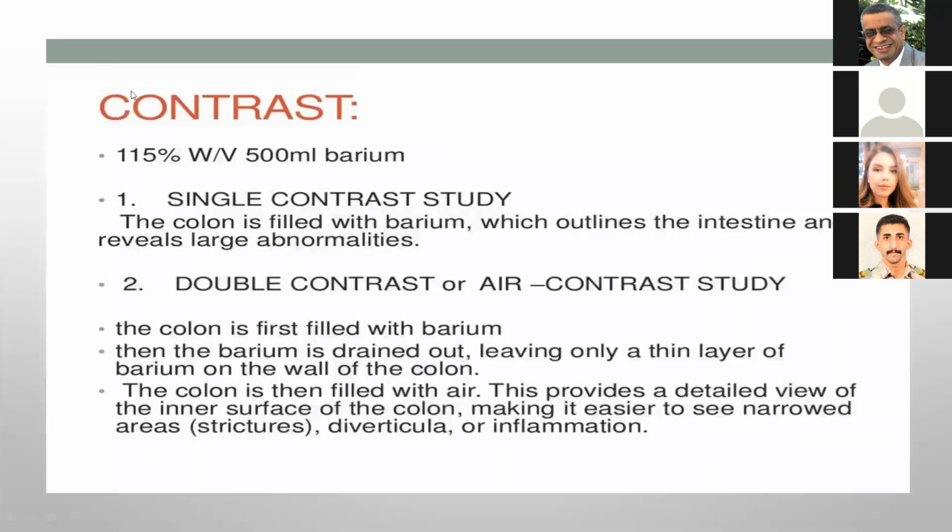For contrast, low-density barium is used, 150% of 500 ml. In single contrast, the colon is filled with barium, which outlines the intestine and reveals large abnormalities. In double contrast or air contrast study, the colon is first filled with barium, then the barium is drained out, leaving only a thin layer of barium on the wall of the colon. The colon is then filled with air. This provides a detailed view of the inner surface of the colon, making it easier to see lesions such as strictures, diverticulum, and inflammation.